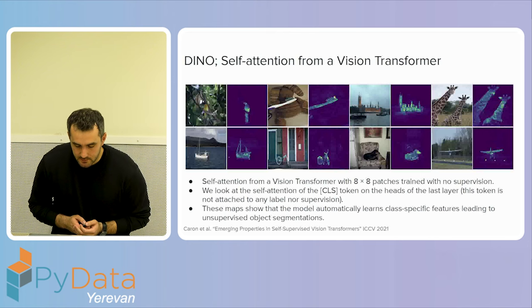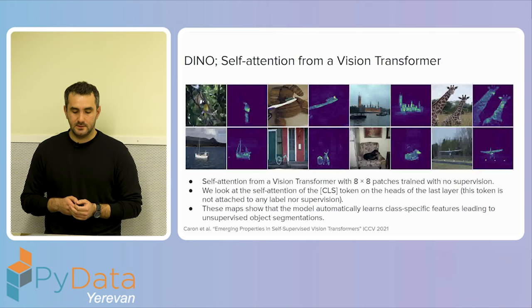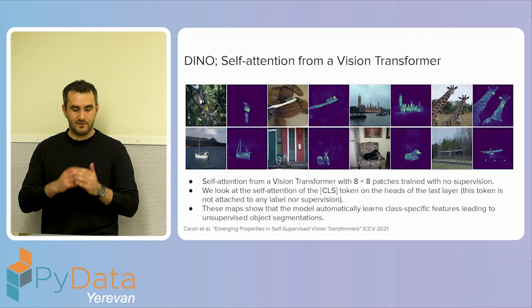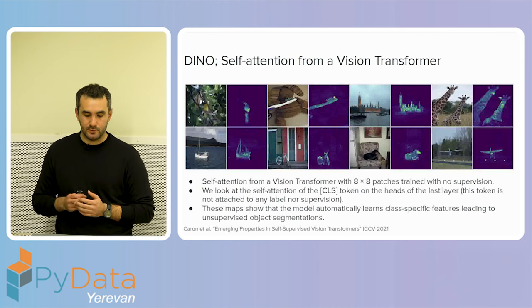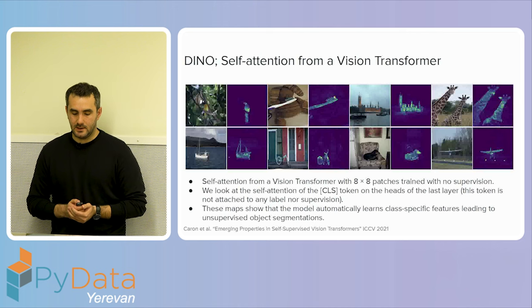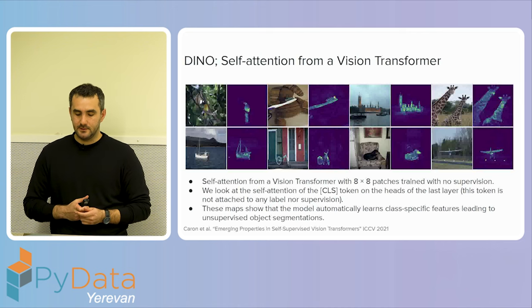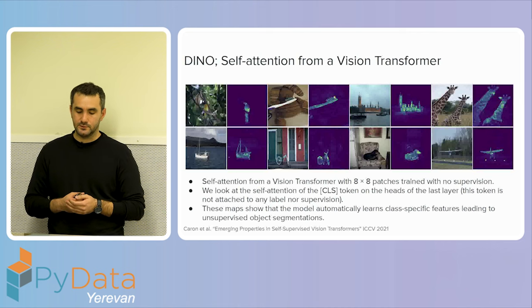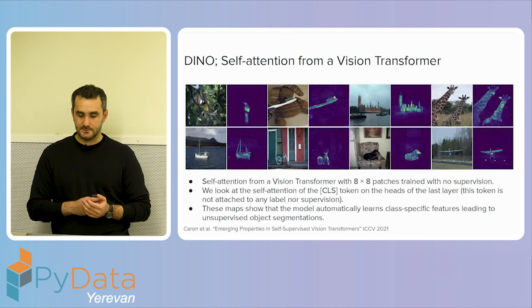And actually, if you look at the first one, for example, half of the bird is covered, but it can still recover the full bird. So it has an idea of what the objects are. And this is a good intuition that this type of self-supervised learning method can be used for future segmentation tasks.